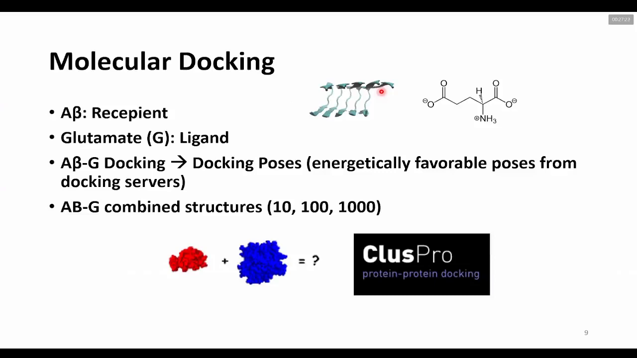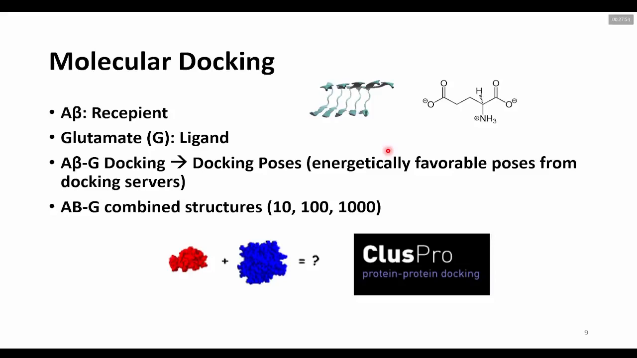And there are several servers that you can use. There are several manual algorithms or codes that you can use to simulate their interactions. Let's say here the big protein is the amyloid beta, and the small protein is the glutamate. For this purpose, we can say that this is a ligand which will come and interact with the amyloid beta. We want to see how it interacts with the amyloid beta structure.